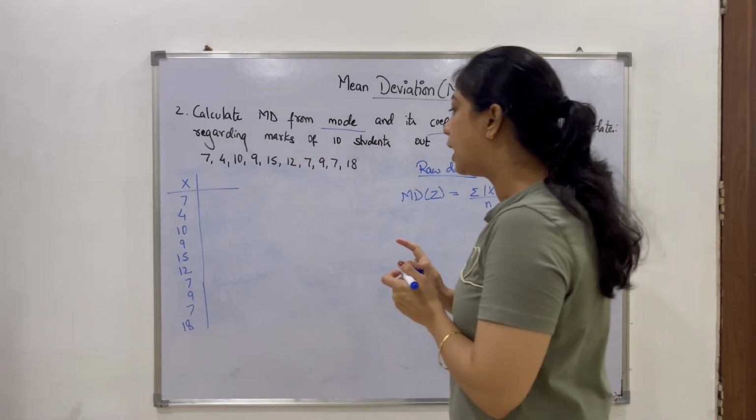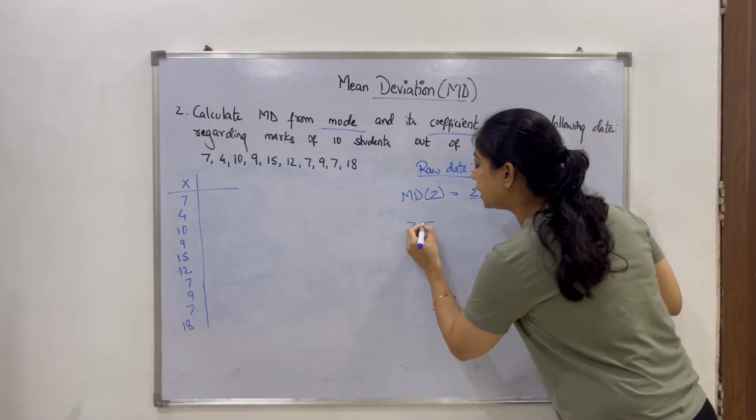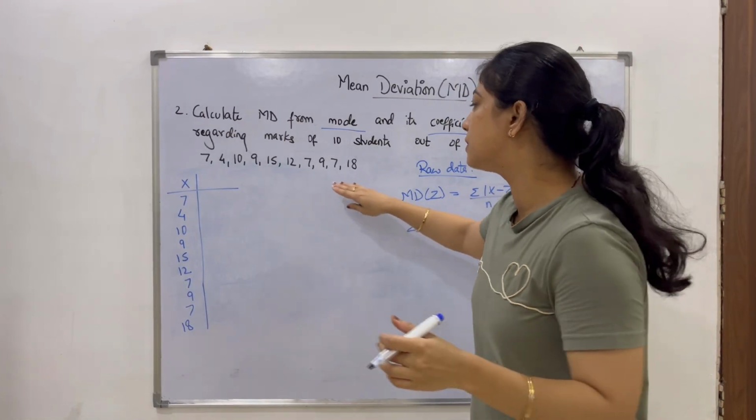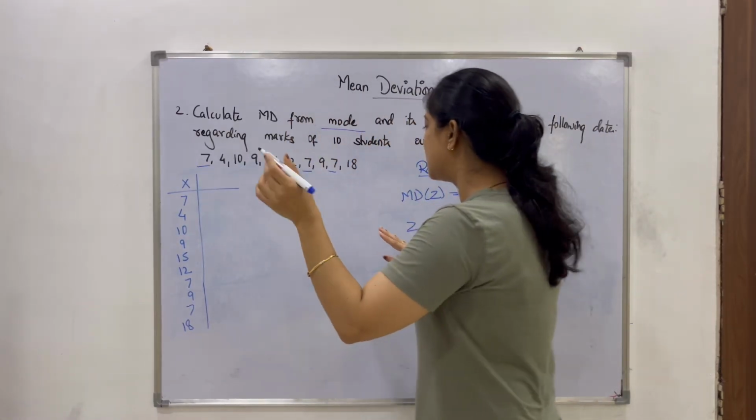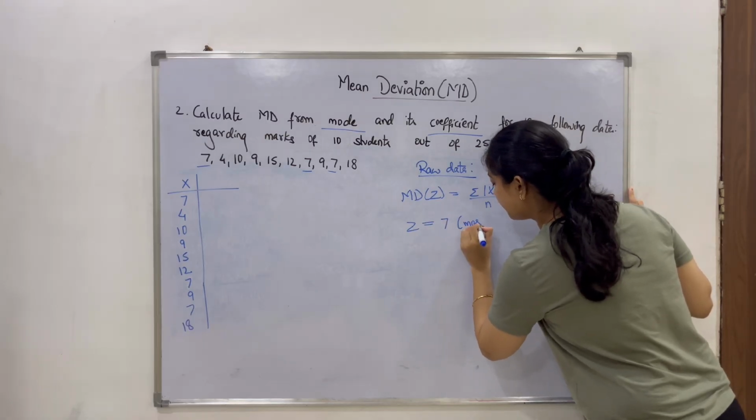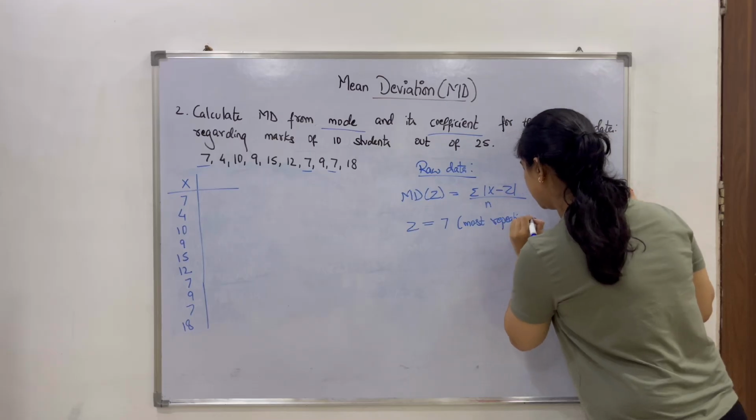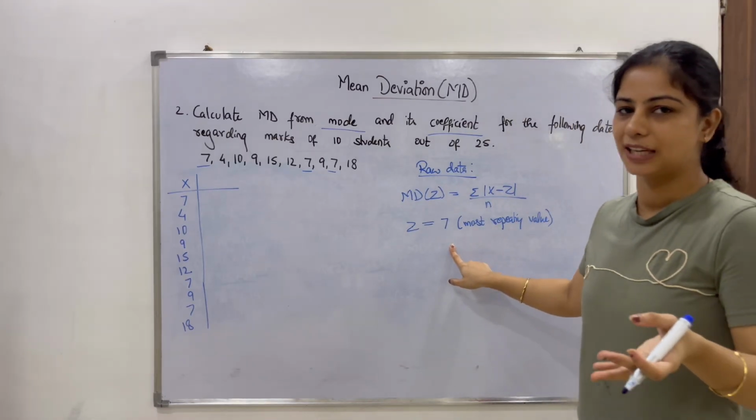Okay. Now how are we supposed to calculate mode for raw data? Mode means the highest repeating value. Now which value is repeating many number of times? 7, 7, 7. 7 is repeating 3 times, so the answer is 7. Most repeating value. So we have already calculated the mode. It is very simple in case of raw data.